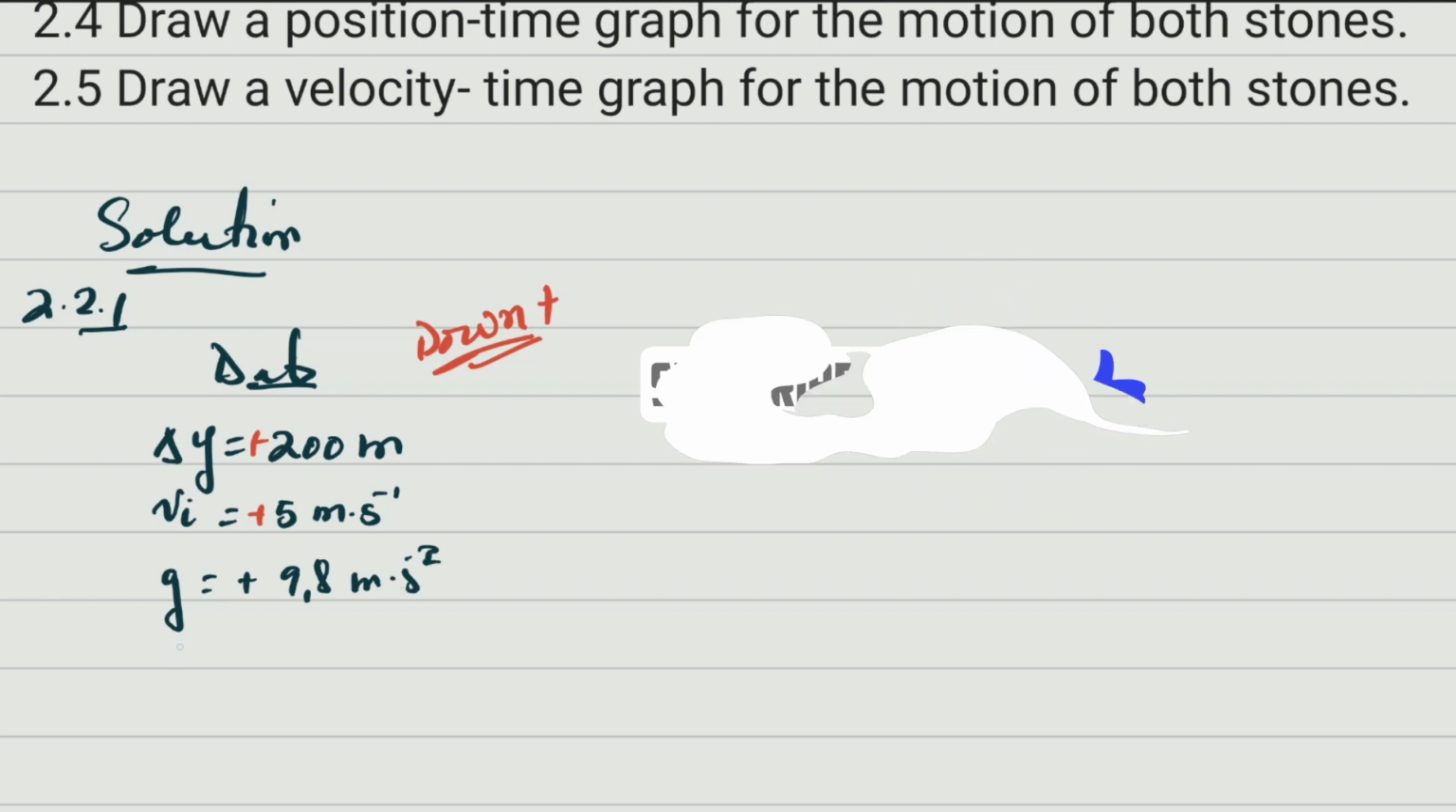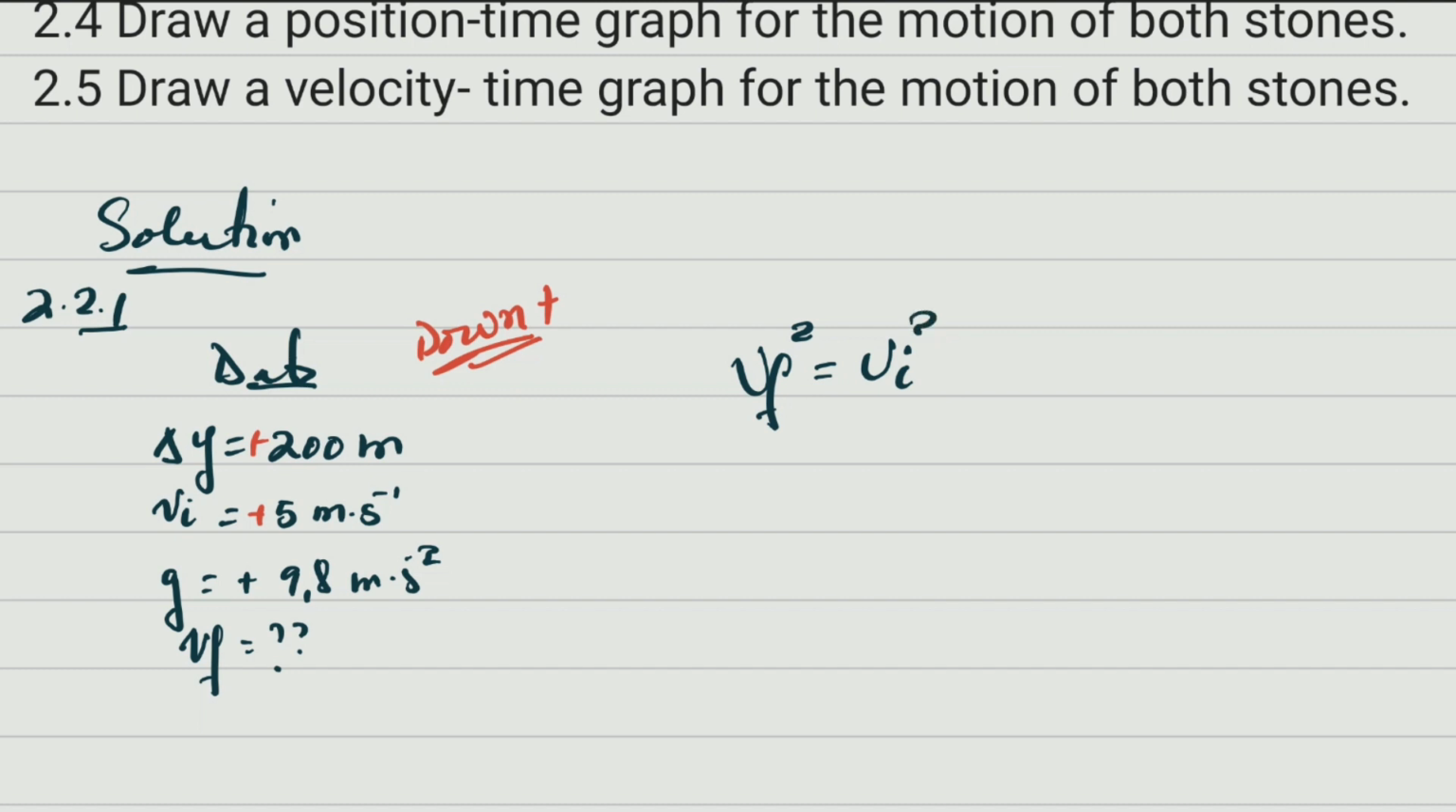We are looking for the final velocity. So all we have to do is go to the formulas and select one that can help us. In this case, the best one is the one that says final velocity squared is equal to initial velocity squared plus 2 multiplied by the acceleration multiplied by the displacement. And we are going to substitute, guys.